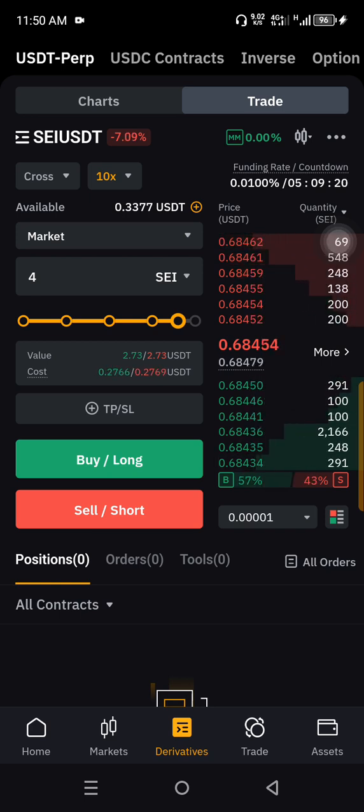This is where you can see your available balance. And this is the value, and this is the cost. So consider this cost. The dollar that I am buying here is 0.2765. This is the dollar that I am buying for this trade.